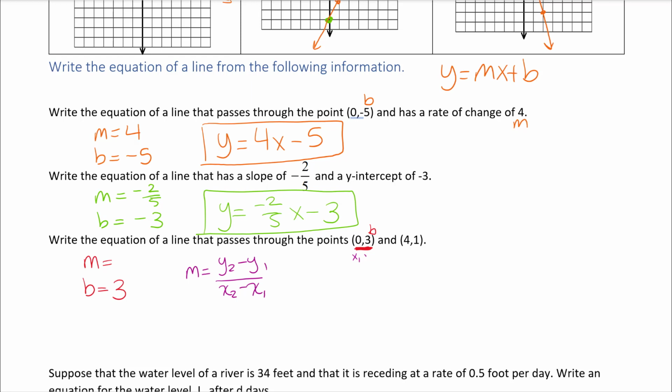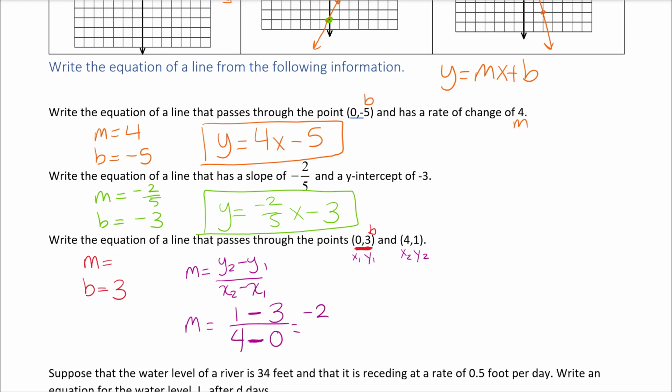I am going to label this x1, y1, x2, y2. So my slope is 1 minus, because there's a minus in the formula, y1, which is 3. In the denominator, x2, which is 4, minus, because there's a minus in the formula, x1, which is 0.